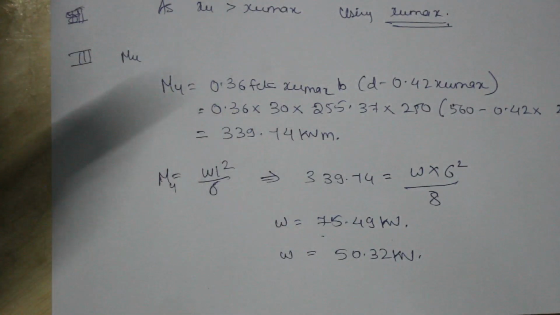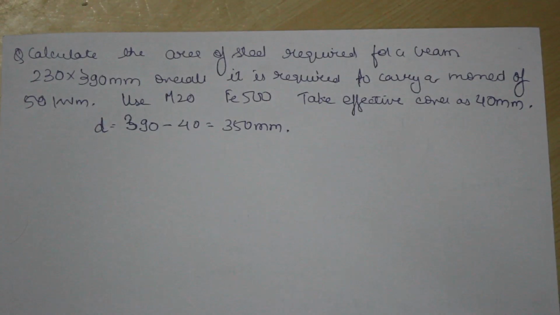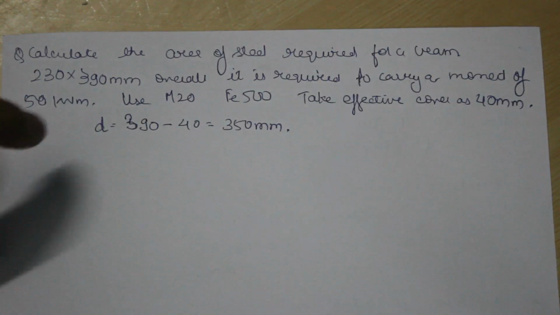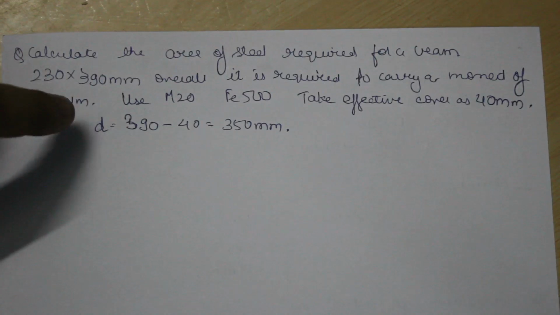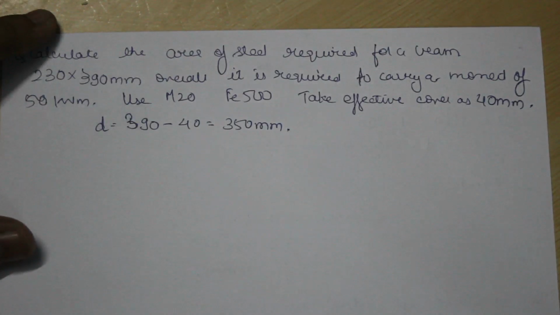Now let us see a design problem. The problem given to us is: calculate the area of steel required for a beam 230 by 390 mm overall depth. It is required to carry a moment of 50 kilonewton meter, and the effective cover is 40 mm. Grade of concrete is M20, and grade of steel is Fe500. So first I calculated the effective depth, that is 390 minus 40, that is 350 mm.